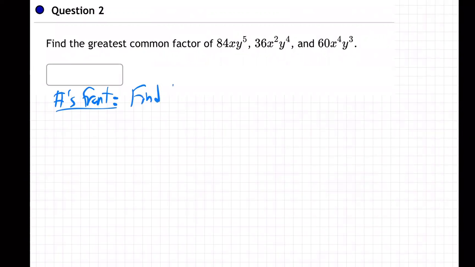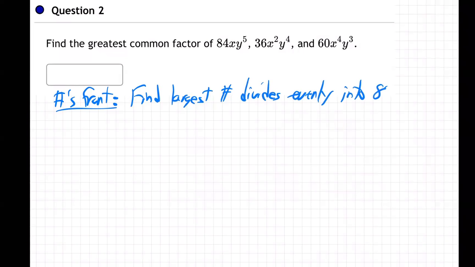find the largest number that divides evenly into 84, 36, and 60. So how do you do that? Well, I would just try my calculator. So I would say, well, I know I could divide by 2, and divide by 2. And that works, right? If you use your calculator, they all go evenly into 2.